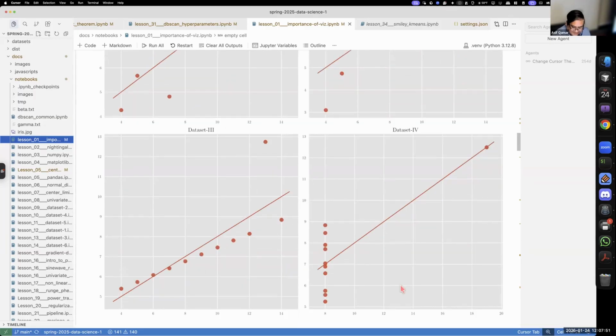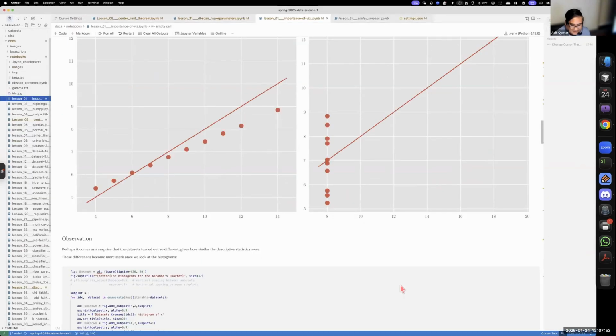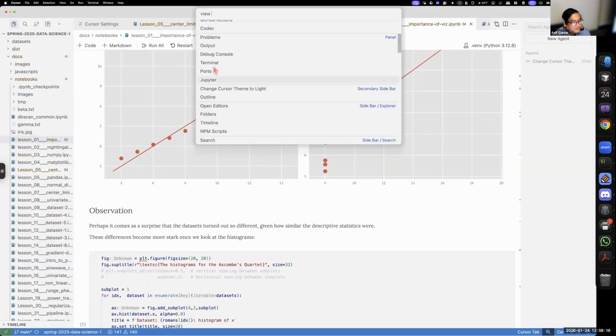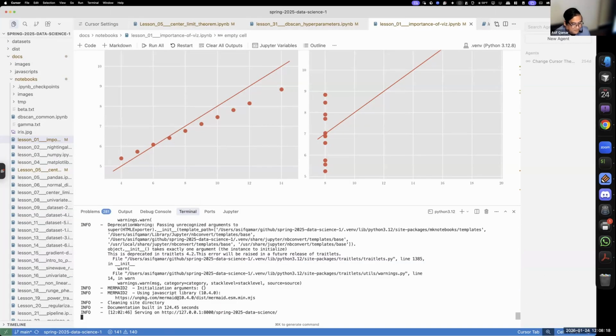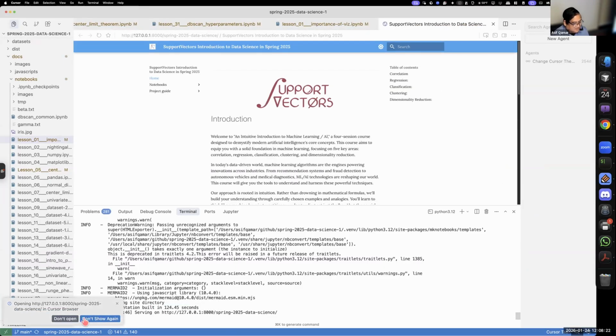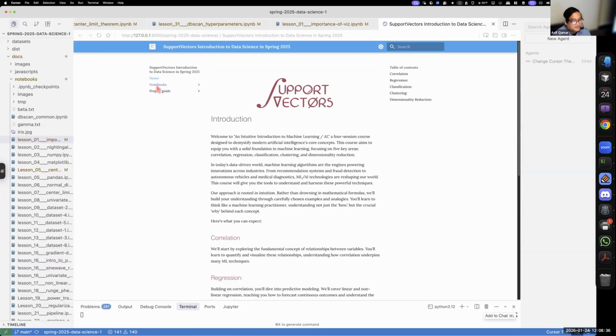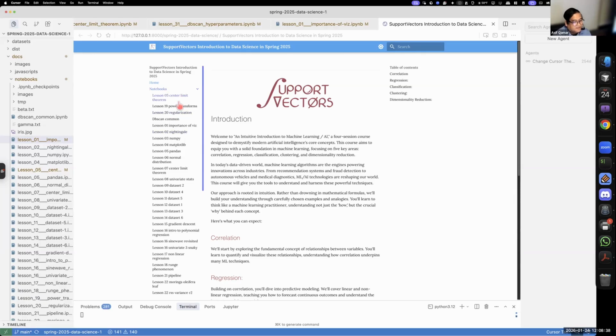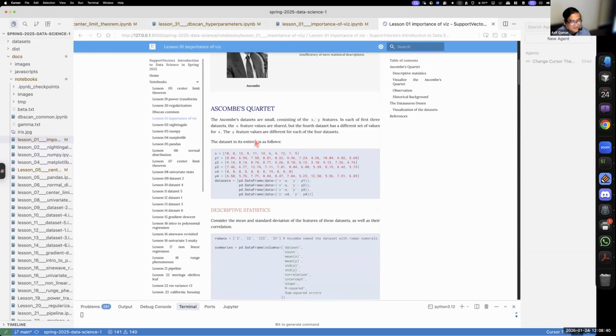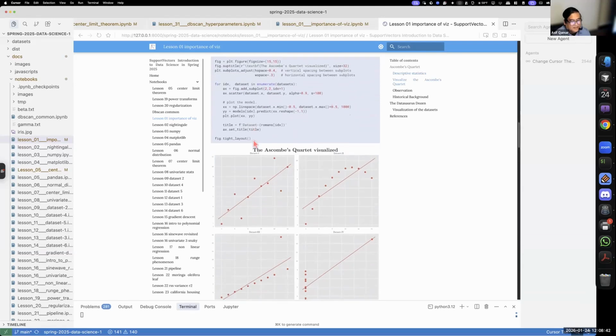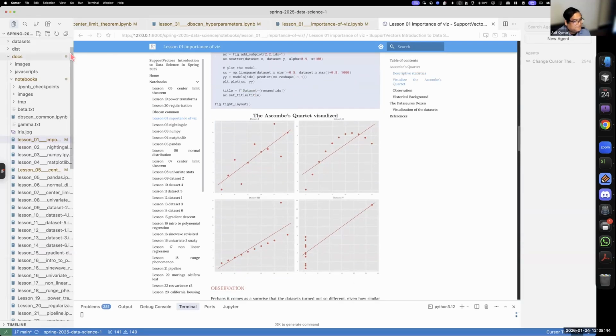Now look at this data. Let's view it as Jupyter Notebooks, because in this it's not easy to follow. Importance of data visualization. Okay, guys, now look at this.